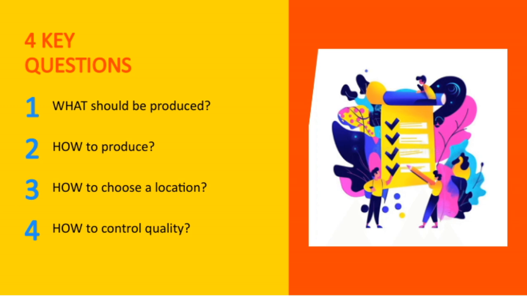Finally, we ask ourselves what should be produced. Clarifying what the final product or service should be helps guide all other decisions. Defining clear specifications and quality standards ensures everyone involved understands the expectations. This clarity is fundamental to controlling quality across the entire process. Together, these four key questions, how to control quality, how to choose a location, how to produce, and what should be produced, form the backbone of a strategic approach to achieving and maintaining excellence in our operations.